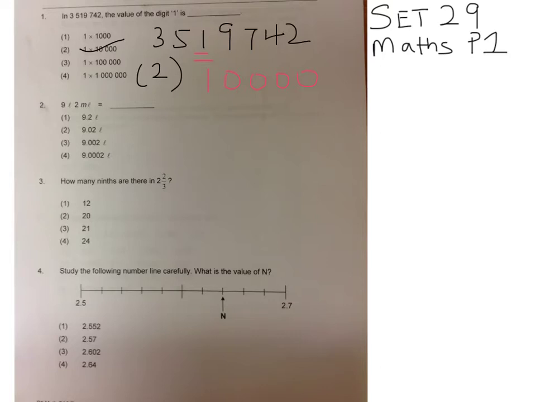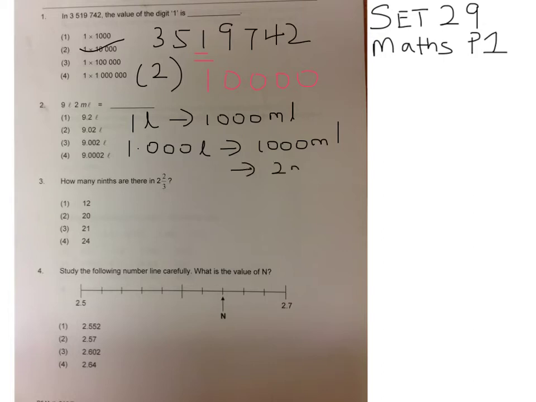Now we move on to question 2. Okay, 1 liter will give me 1000 milliliters, and that will be 1.000 liters will give me 1000 milliliters. So with 2 ml, I will have 0.002 liters. With that, you see 0.002. So question 2, my answer is actually 3.